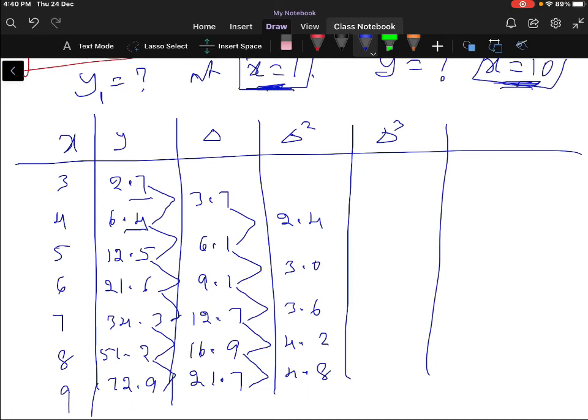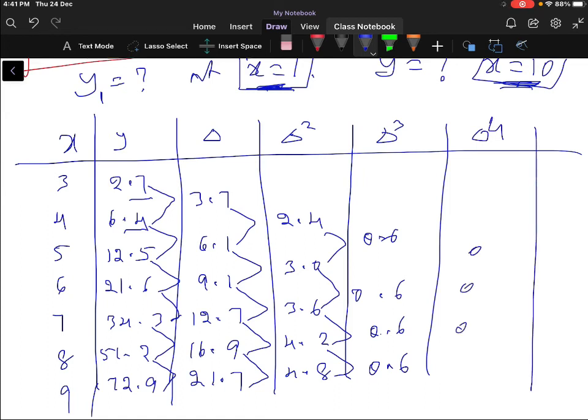So let us move to the third forward or backward differences. 3.0 minus 2.4, 0.6. 3.6 minus 3.0, 0.6. 4.2 minus 3.6, 0.6. 4.8 minus 4.2, that is 0.6. Fourth forward or backward differences are 0. So for that, the higher order differences are also 0.